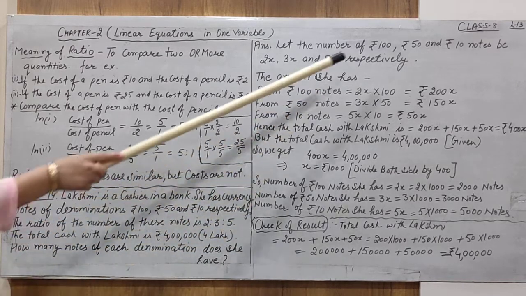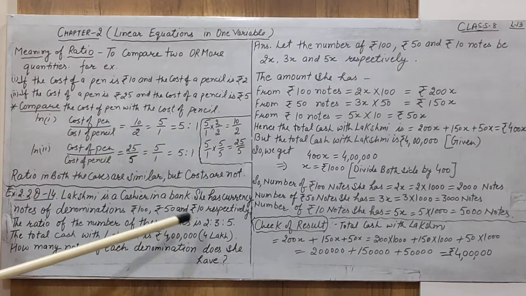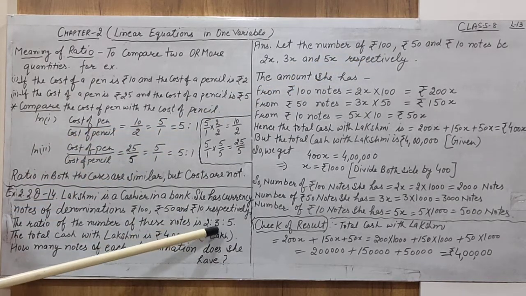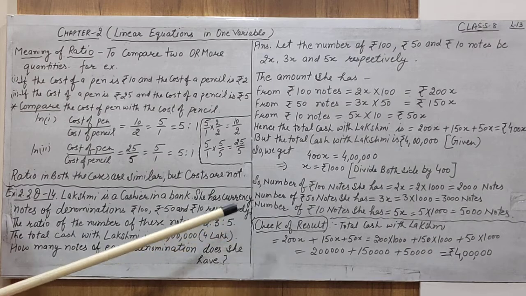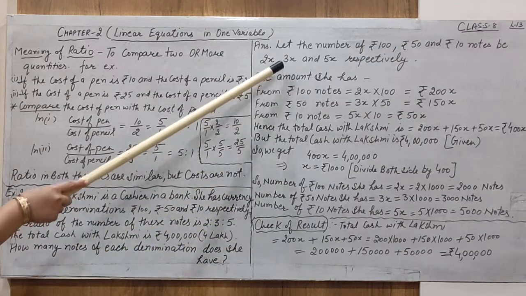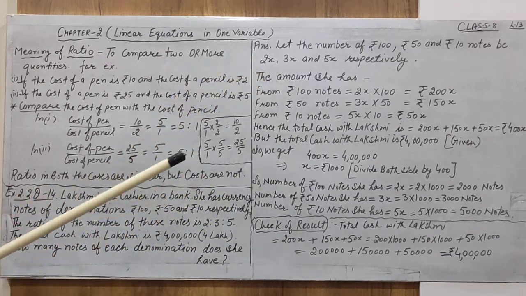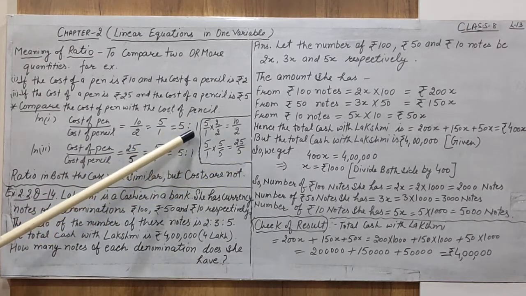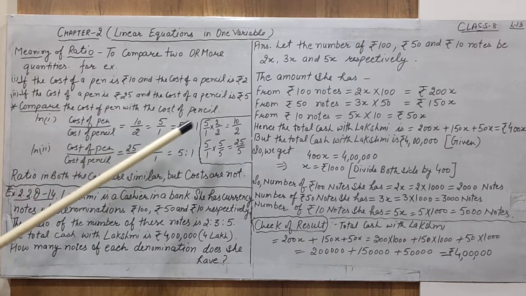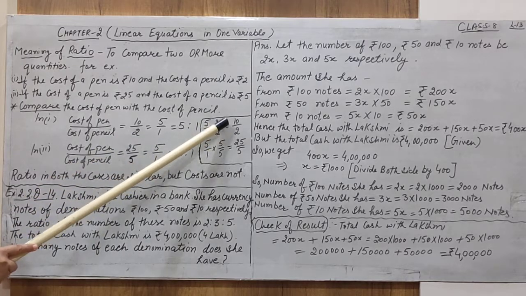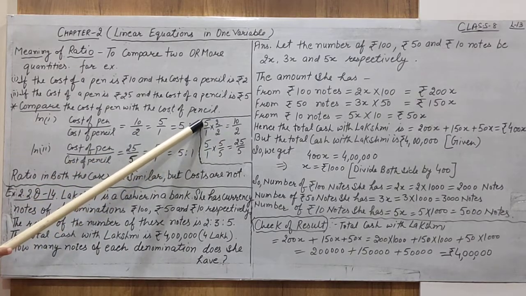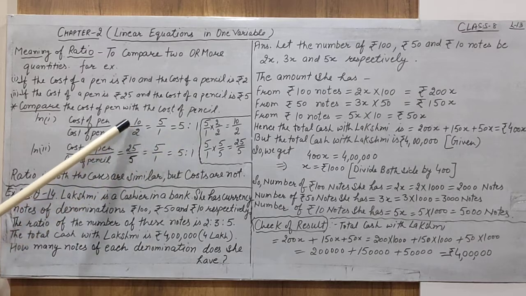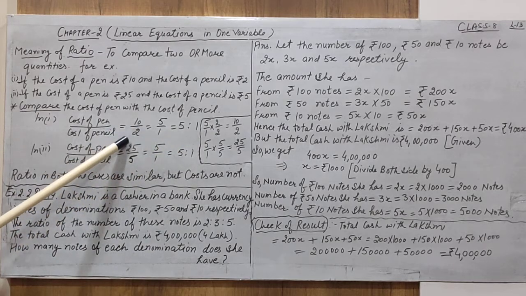That is 100 deal with 2, 50 deal with 3 and rupees 10 deal with 5. Now we are using x here. Why we are using x? As you understand from this concept, to change ratio into amount, we are going to multiply with the same numbers for both the amounts. This is the amount of pen and this is the amount of pencil.